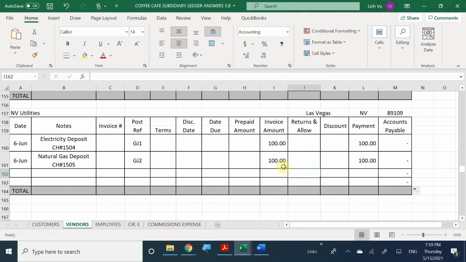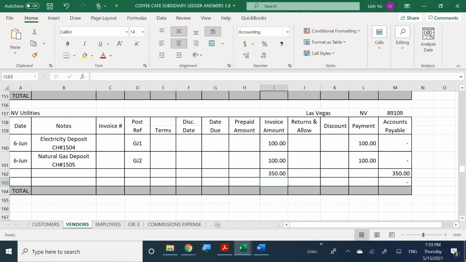So again, I entered in another bill. Let's say, for example, just a real quick example, I received the bill from NV Utilities, and it's telling me that I'm outstanding $350. By me just typing in that $350, it's automatically going to calculate it on my accounts payable. And in this case, I haven't made a payment to it yet. And there it goes.